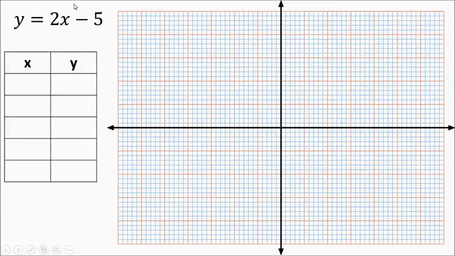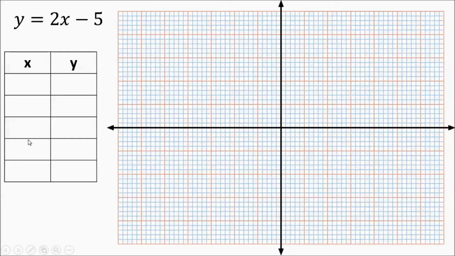You have your equation up here, y equals 2x minus 5. So x is going to function as the input, the y is going to be the output. Independent variable, dependent variable, there's other lessons where I talk about what those are. We're going to go ahead and make up some input numbers.